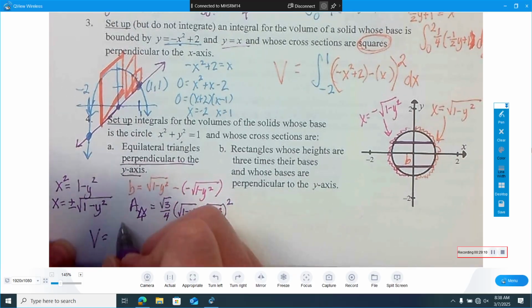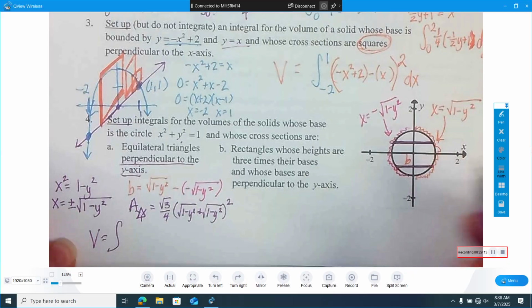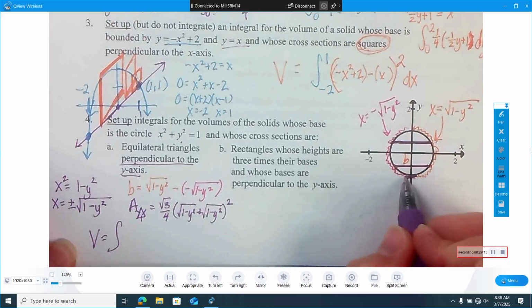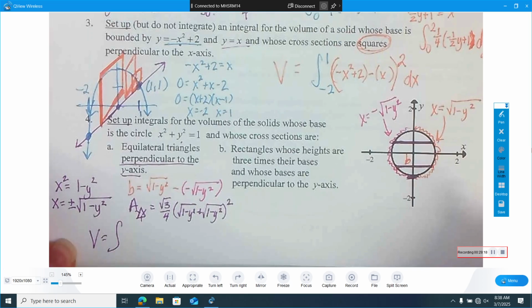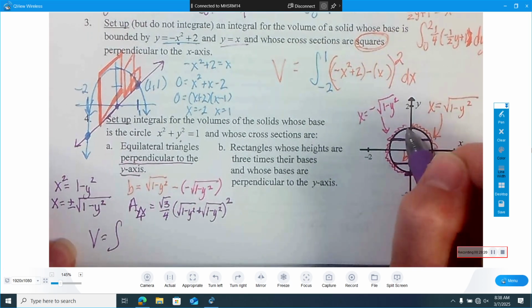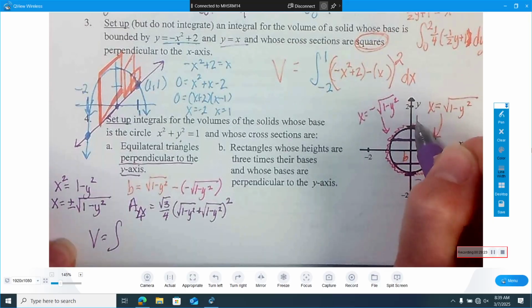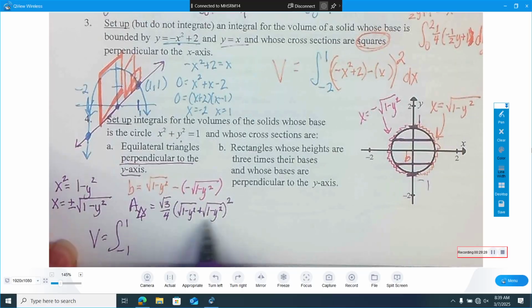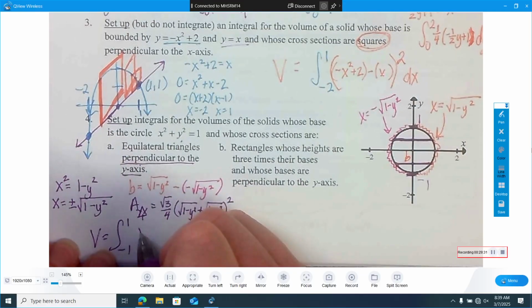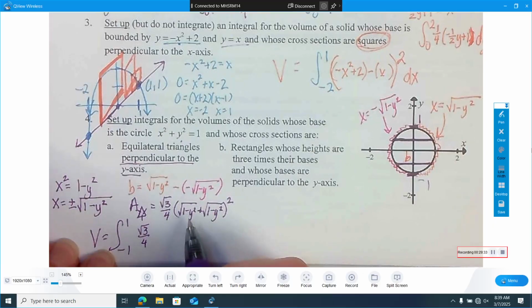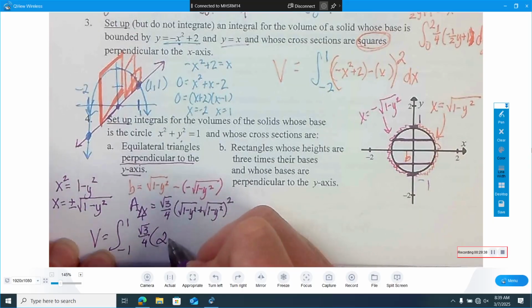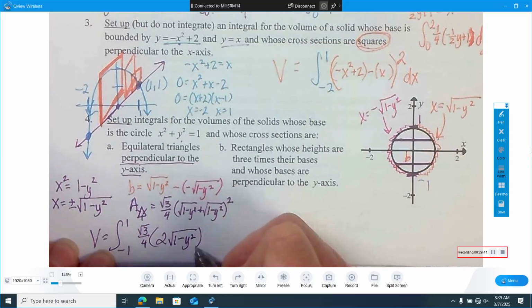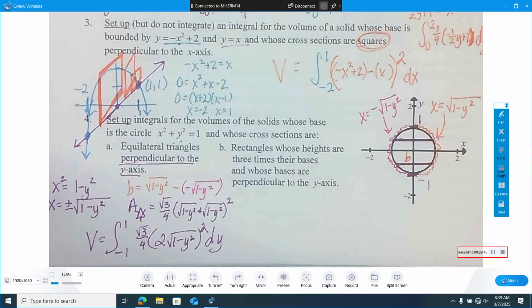If I want the volume then, what are we integrating from? Oh, where's our bottom point right here? Negative 1. Up here, what's the top of our circle? Positive 1. So from negative 1 to 1. Our area formula is right here. Radical 3 over 4, radical 1 minus y squared plus another radical 1 minus y squared is 2 radical 1 minus y squared, quantity squared, and all this is in terms of y.